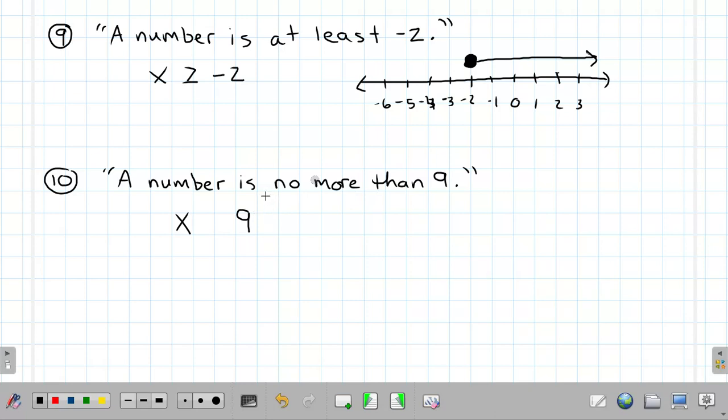Well, what does it mean when a number is no more than 9? If somebody says there are no more than 9 desks in the classroom, what they're really saying is 9 is the maximum number of desks in the classroom. So there may be 9 or less. In this case, if it's no more than 9, that means it can be equal to 9, but it could also be less than 9. So less than or equal to 9.